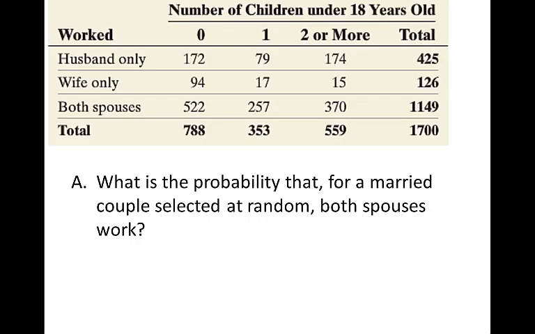Okay, so here's part A. What is the probability that for a married couple selected at random, both spouses work? So again, go back to, we want to count the number of people that fit that class, both spouses working. So we have right here, both spouses work, 1149. And divide that by the total number, 1700.